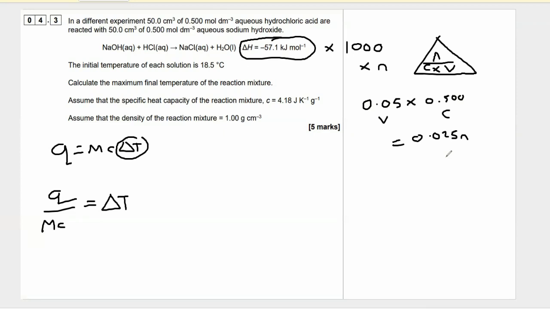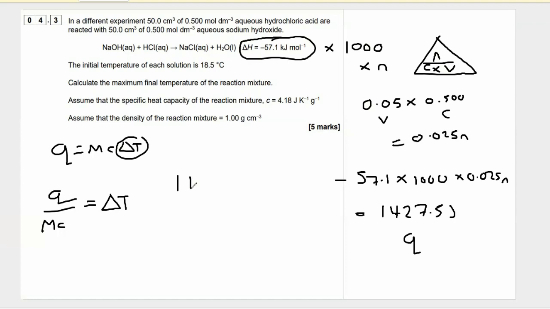Now, in a situation where you have an excess amount of one of the reactants, you're going to use the limiting reactant as your number of moles. So just remember that. In many of the questions, they'll give you an equal amount of moles of both reactants to simplify it a little. So we have the number of moles. We need to go minus 57.1 times 1,000 times 0.025. Now let's whack that in the calculator and see what Q is. And we get 1,427.5 joules, and that is Q.